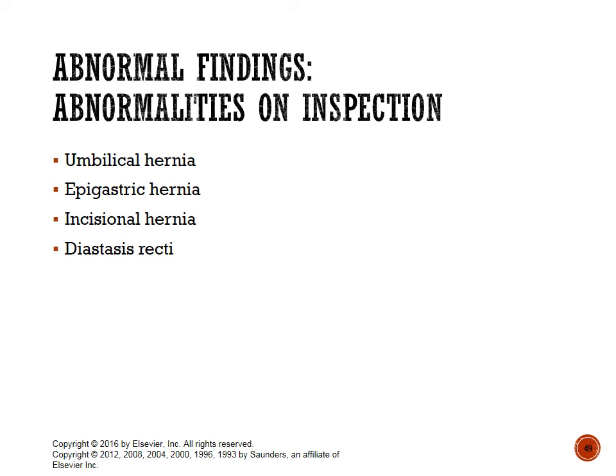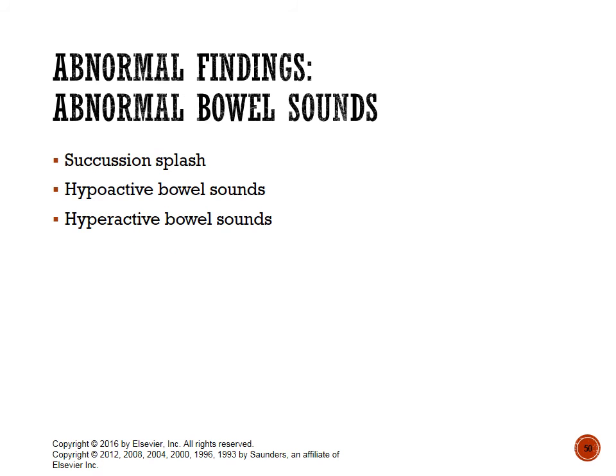When we do an inspection, we could also see different types of hernias, and those are an umbilical, epigastric, incisional, and diastasis recti, and these images are listed for you on page 571. Abnormal bowel sounds. We've already talked about hypoactive and hyperactive. We did not talk about the succussion splash, and that's because this is with infants, so we're not going to be experiencing that during this class.